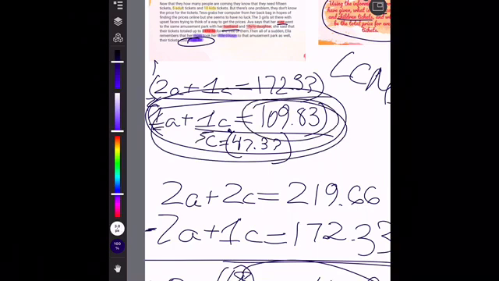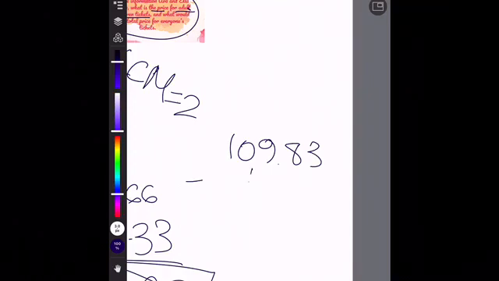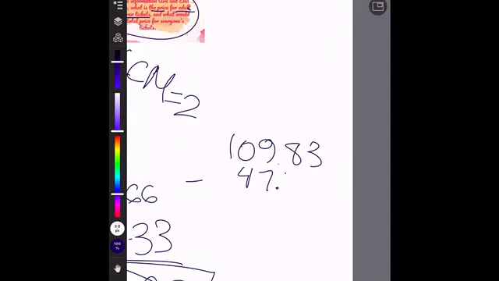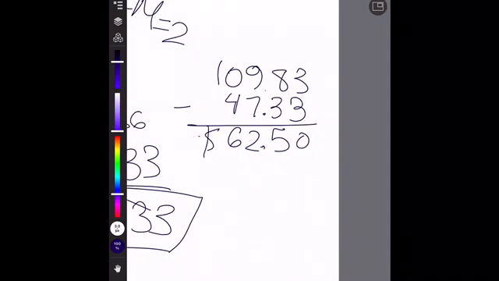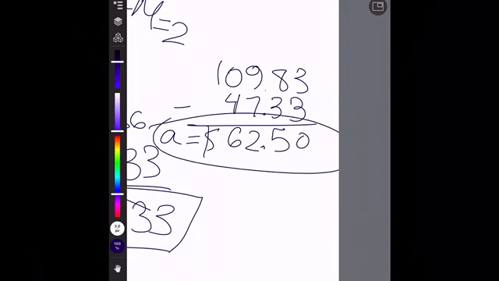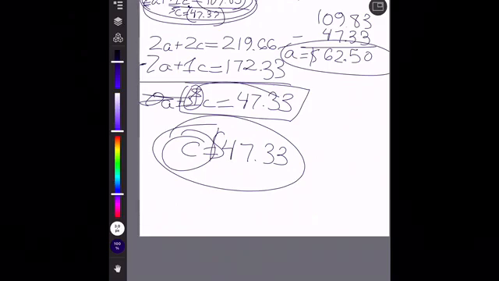Now the thing with this is that since these are both 1, what we can do is we can just take this number and subtract 109.83, subtract 47, right? So 109.83 minus 47.33, and then we subtract that to get the amount of the cost of adult tickets. So this would be 62.50. So $62.50 equals A. So that's the price for adult tickets, $62.50, and this is the price for children's tickets.